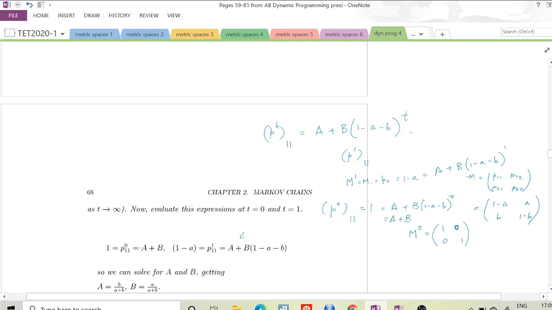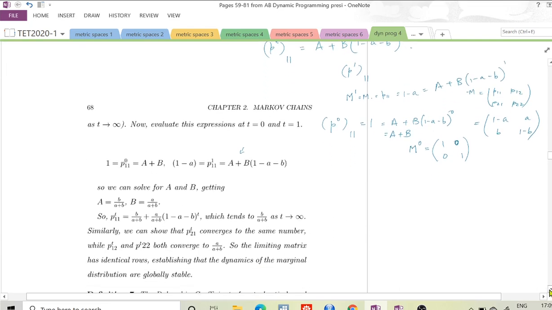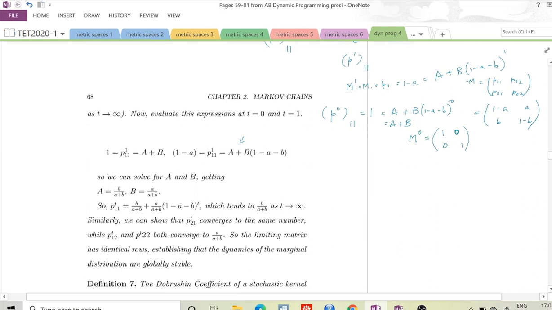All right. So if I solve these out, these are two equations in the variables a and b. I get values for a and b, and I get that the 1,1th element in the M^T matrix is this. And as you can see, as t goes to infinity, it converges to b by a plus b.